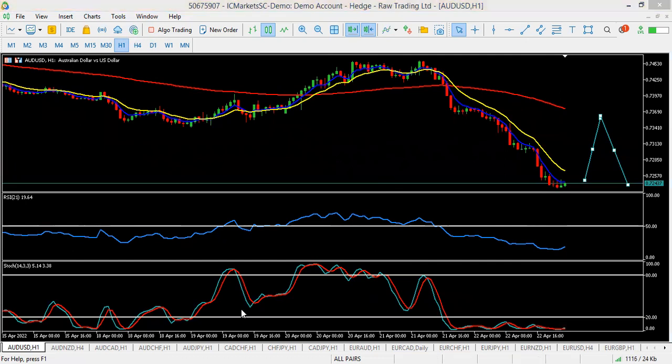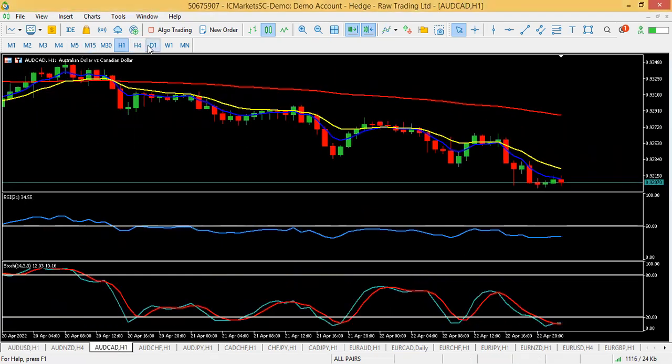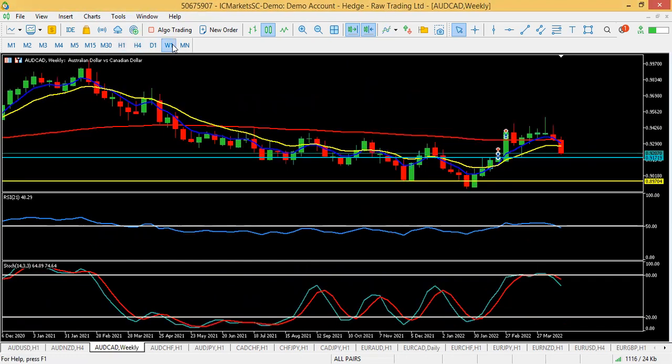The next one we'll talk about is AUD/CAD. According to H1 and H4, it is currently sell biased. On the weekly candle, the same formation we've seen on AUD/USD is what we are seeing on AUD/CAD. So we're expecting AUD/CAD on the weekly time frame to drop down to the yellow support at 0.8970. Obviously, this may not take one week for this pair to drop down to this yellow support, but this is the overall view we are looking at.